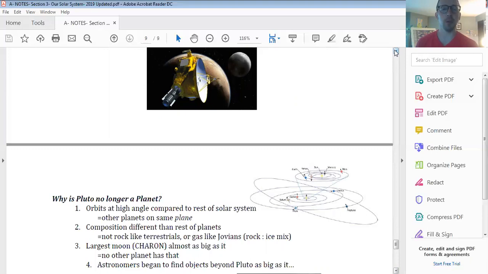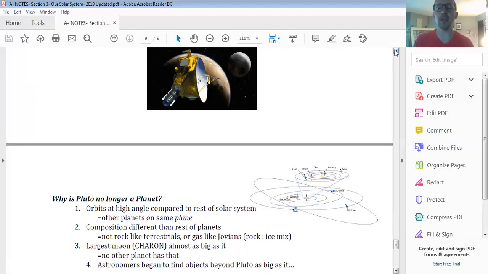Number 2, with Pluto, we run into a composition issue, what it's made of. It's not rocky like the inner planets Mercury, Venus, Earth, and Mars. But at the same time, it's not predominantly gaseous like Jupiter, Saturn, Uranus, and Neptune. As I mentioned, it's about a 50-50 rock-ice mix, like a large moon such as Ganymede or Callisto. Number 3, its largest moon, Charon, is almost as big as it, and no other planet has this happen. So sometimes astronomers have actually dubbed Pluto a double planet system.